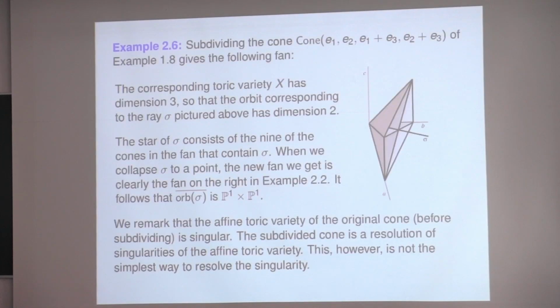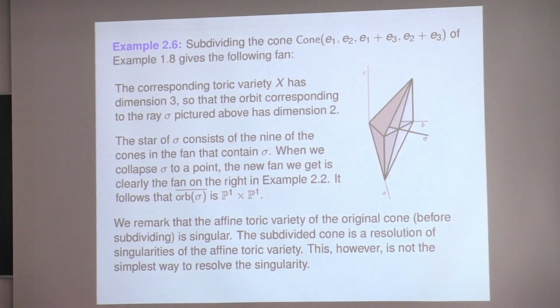Then we are going to see this in one example. It's a subdivision of a cone that we saw before. In a previous example, we saw, here is the origin, the cone with the 4 rays that I'm drawing over here: E1, E2, E1 plus E3, and E2 plus E3. We saw that cone before. Let's subdivide it a little bit more by adding this vector over here that is E1 plus E2 plus E3. And then let's see what happens.